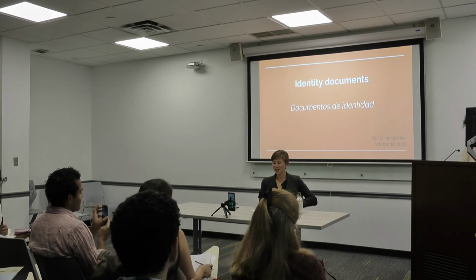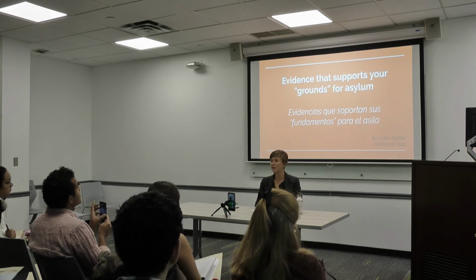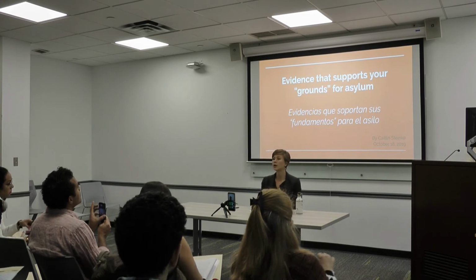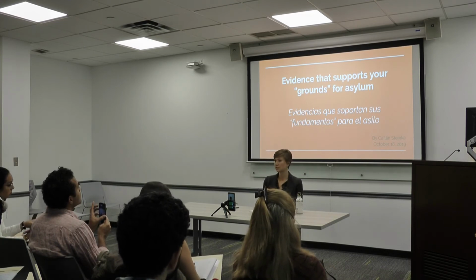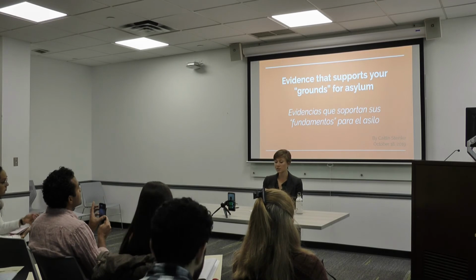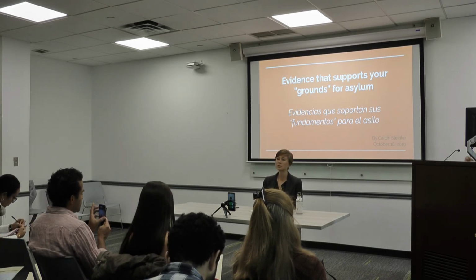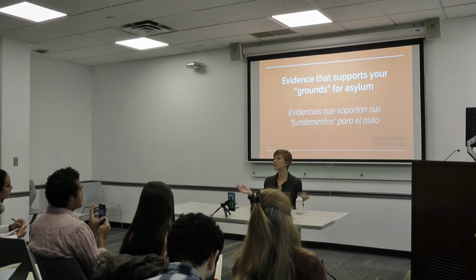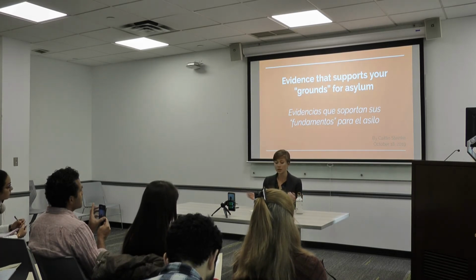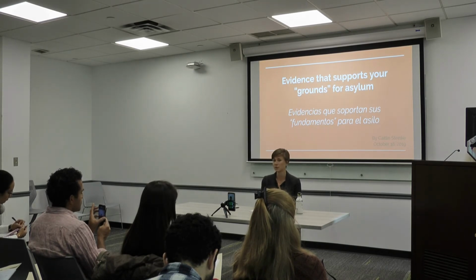All right. So now we're going to move on to what kind of evidence to submit to support the ground or grounds for asylum that you are claiming. So just to recap, there are 5 grounds for asylum. You're not limited to choosing one. You can have all of them if they all apply to you. So they are race, religion, nationality, political opinion, and membership in a particular social group.